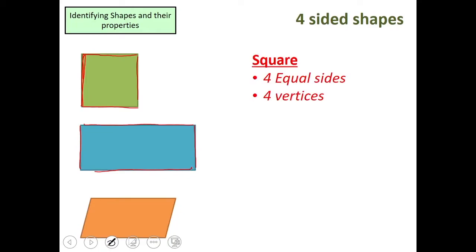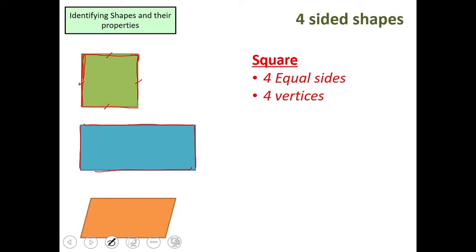So now the first shape that we have is called a square. So now majority of us will already know this, that a square will have four equal sides, which means this side is the same length as this side, which is the same length as this side, which is the same length as that side. So we've got four equal sides in a square, and we've got four vertices.